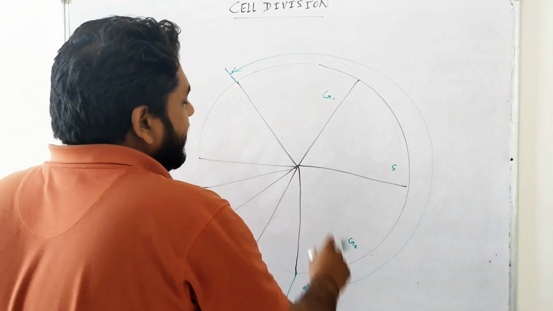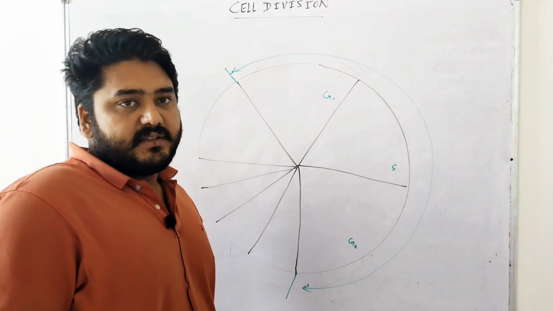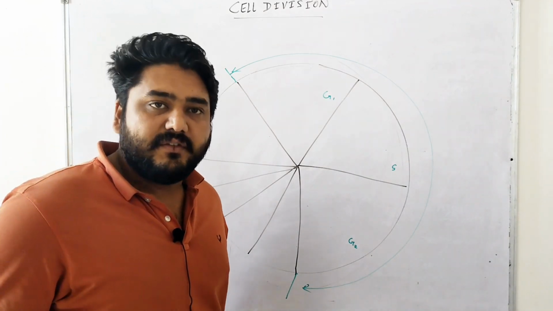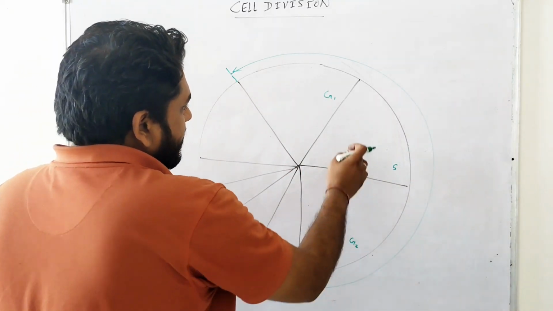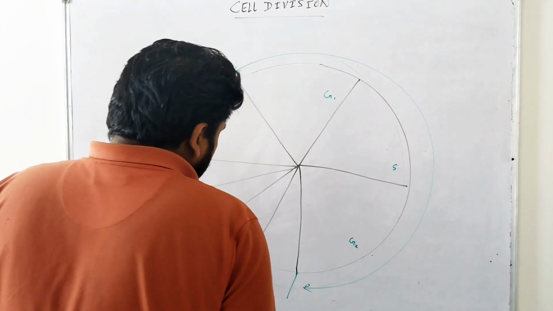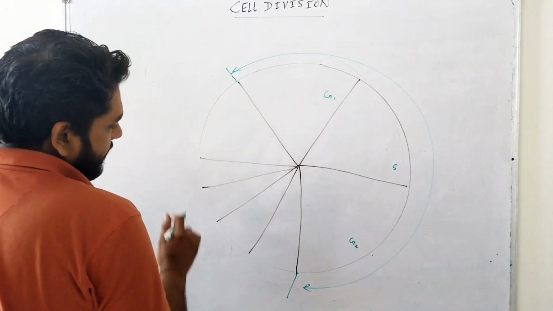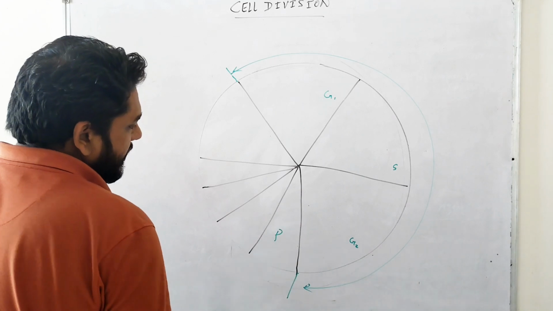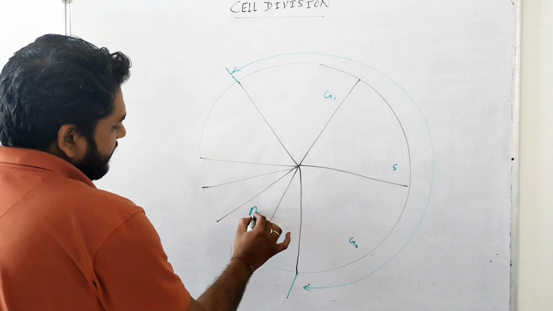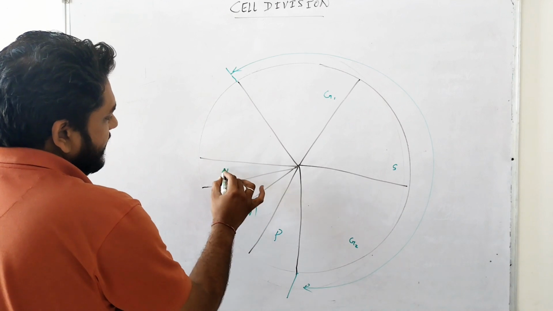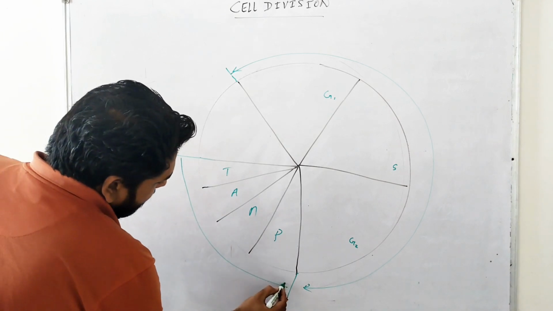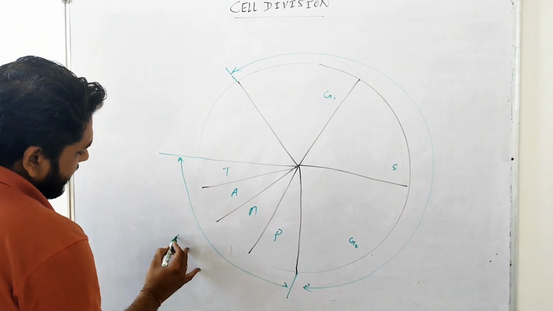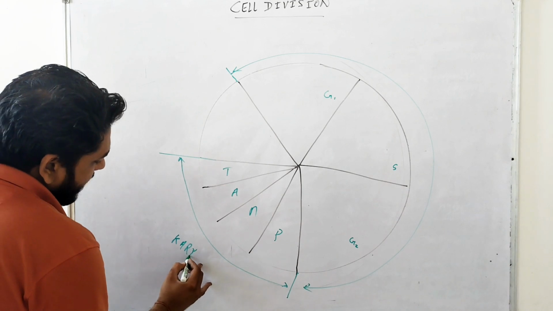In this interphase the cell starts the preparation for the division. First of all I am taking G1, then I will discuss S and then G2. After G2, the next stages which come are prophase, then metaphase, then anaphase, and then telophase. So from here to here, this is called as what, students? This is called karyokinesis.